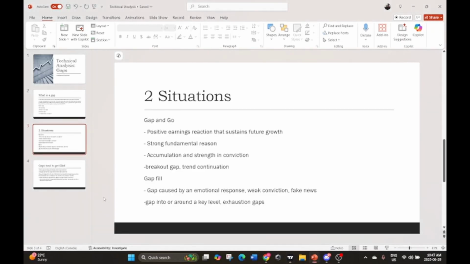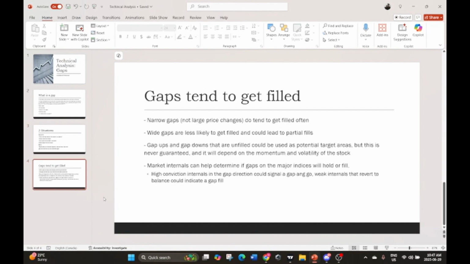Okay. So those are pretty much two situations. When you're looking for gaps, you're either looking for that gap and go, or you're looking for that gap fill, right? And gaps do tend to get filled. I mentioned earlier that looking at narrow gaps or wide gaps can also inform your decision making, right? And I also mentioned that they could be potential target areas.